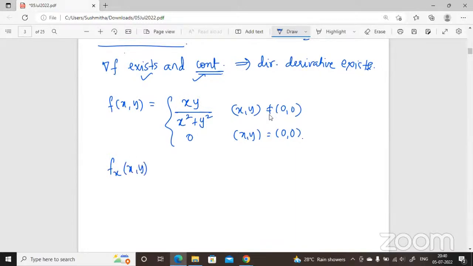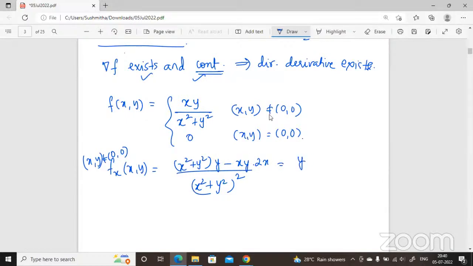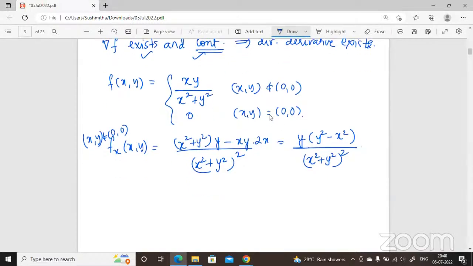fx of (x, y) when (x, y) is not equal to (0, 0): you just differentiate with respect to x. So it is (x squared plus y squared) whole squared, (x squared plus y squared) into y minus xy into 2x. If I take y common, I get y times (y squared minus x squared). Right? This is f of (x, y). This is fx of (x, y). What is fx of (0, 0)? How do we calculate this?